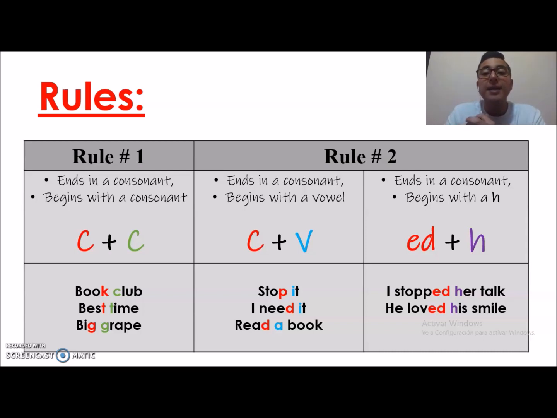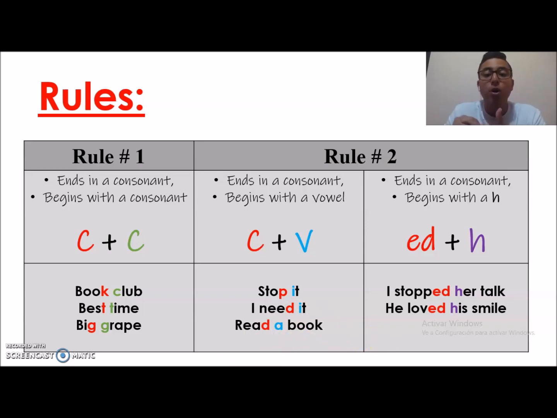Same as I need it. Remember that here we have consonant, but this D is in between E and I, which are vowel sounds. That's why it's pronounced as R. I need it. I need it. And then at the end we have read a book.